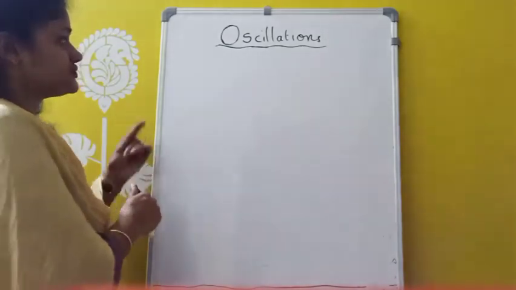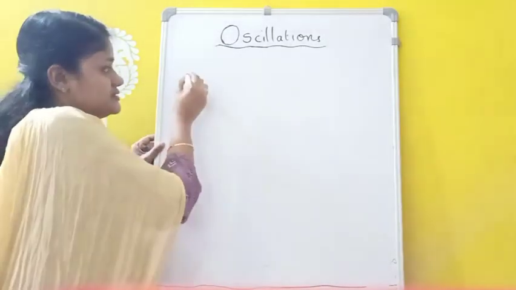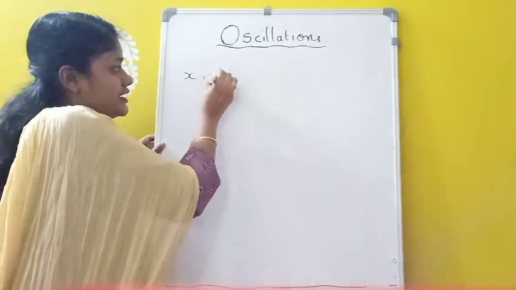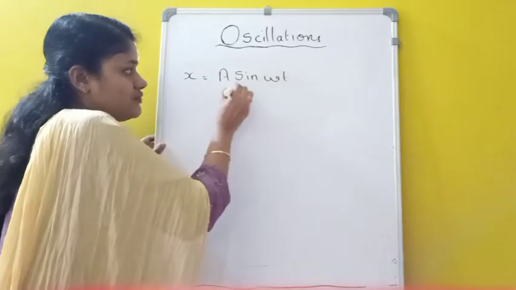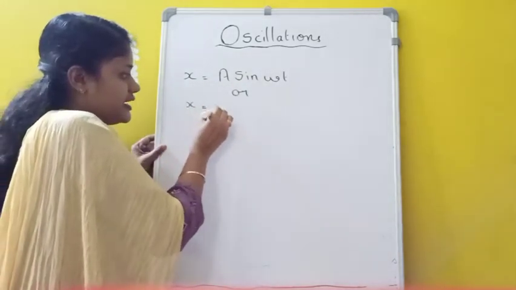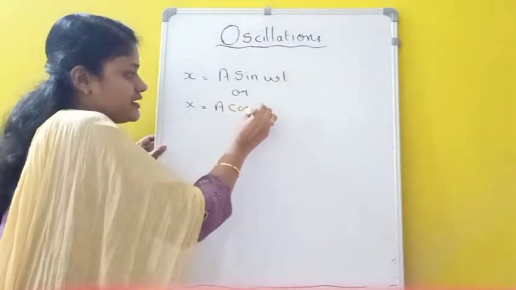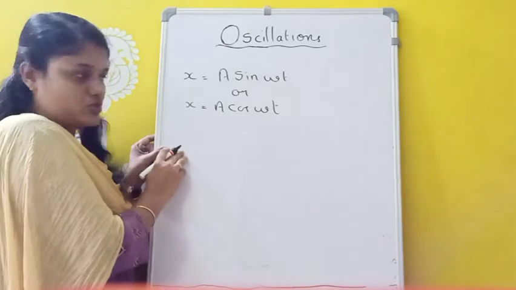So first of all, the displacement of simple harmonic motion is generally given as x equals a sin omega t, or we can write it in terms of cosine: x equals a cos omega t. So this is the general representation of the displacement of simple harmonic motion.